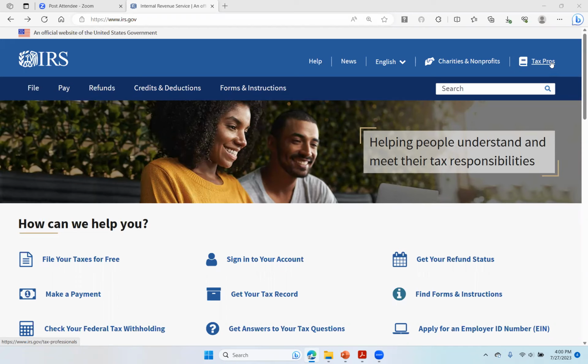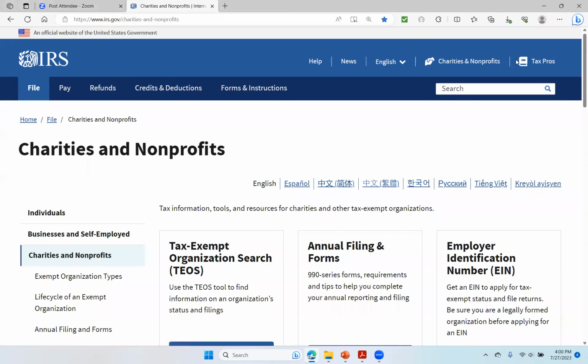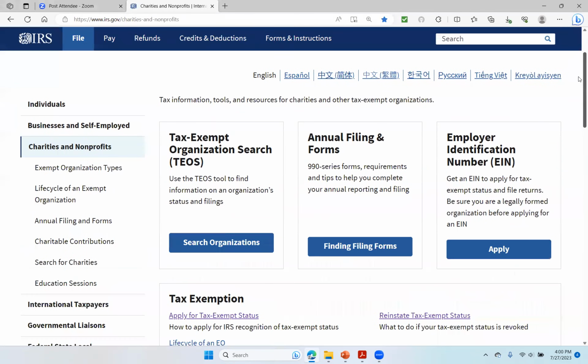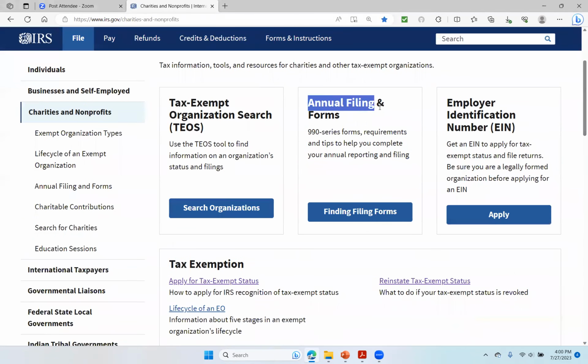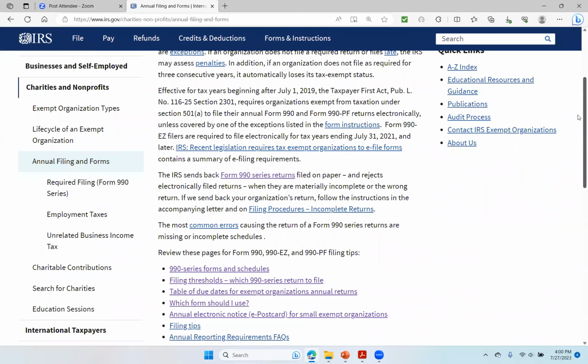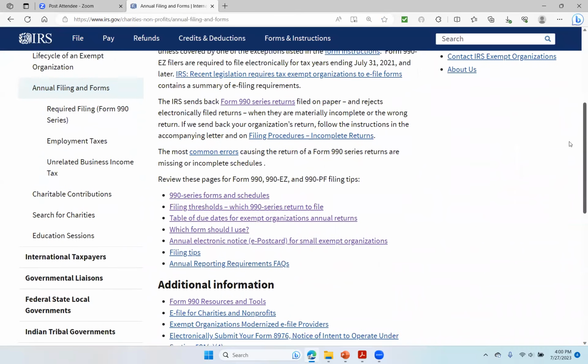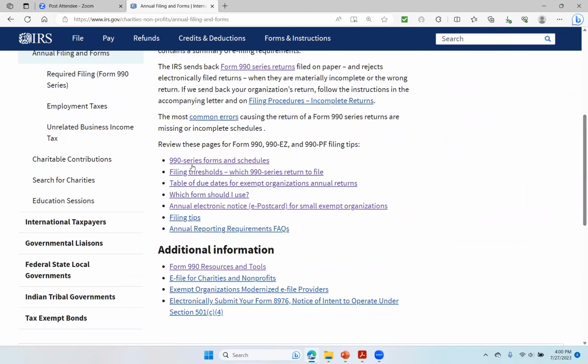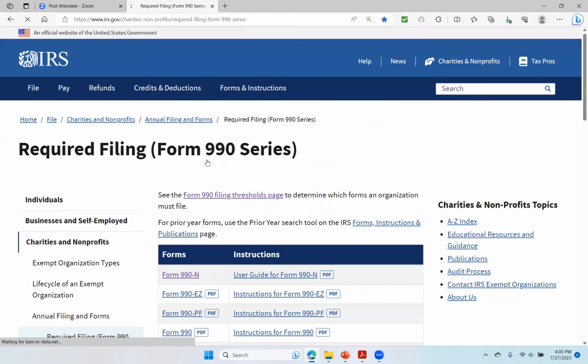So let's say that you are examining an information return and you want to know what a line means. You will go to irs.gov, where I am now. You will click on Charities and Nonprofits. You will scroll down and you will click in the section Annual Filing and Forms. Click on Find Filing Forms, okay? And then you will scroll down, and this is just my way. Of course, there are several ways to do this, but this is just my way. And then I scroll down and I click on 990 series forms and schedules. So I click on that.